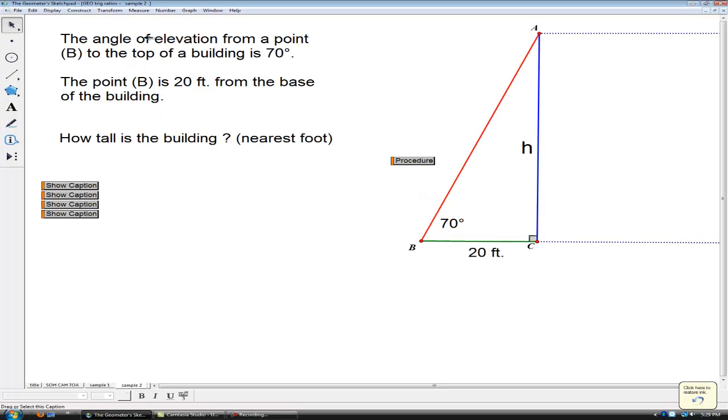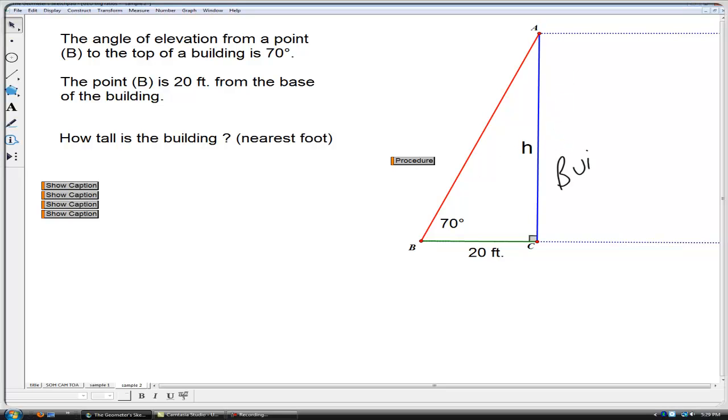And our last sample. We have a little word problem that says the angle of elevation from a point B to the top of a building, so this is our building right here, this large rectangular shape, and this is outside the building, and this angle of elevation is 70 degrees, measured in a positive direction. And point B is 20 feet, that's this green distance, from the base of the building. So how tall is the building, H? Alright, so we are going now to make an indirect measurement using a trig ratio.